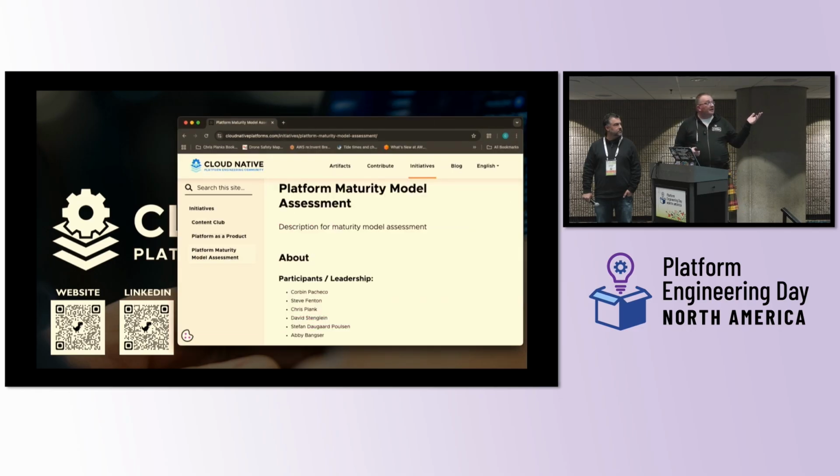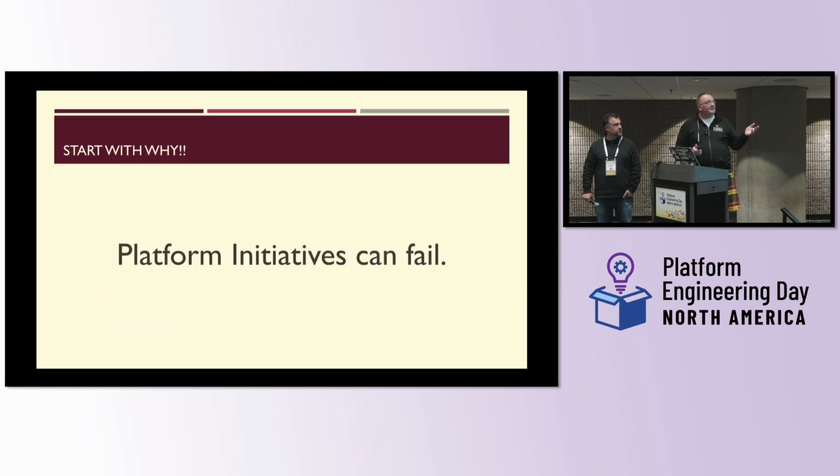So all the artifacts are there. The platform maturity model, as I said, is there. And today, launching today, the double act here is to talk about an initiative that we've been working on for over a year. There's been a lot of people in the community involved in this. And here, Corbin, take it away.